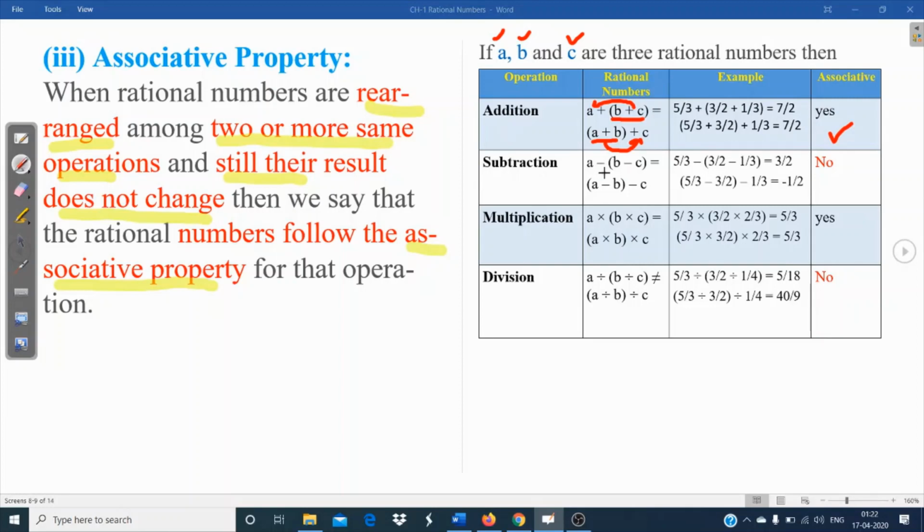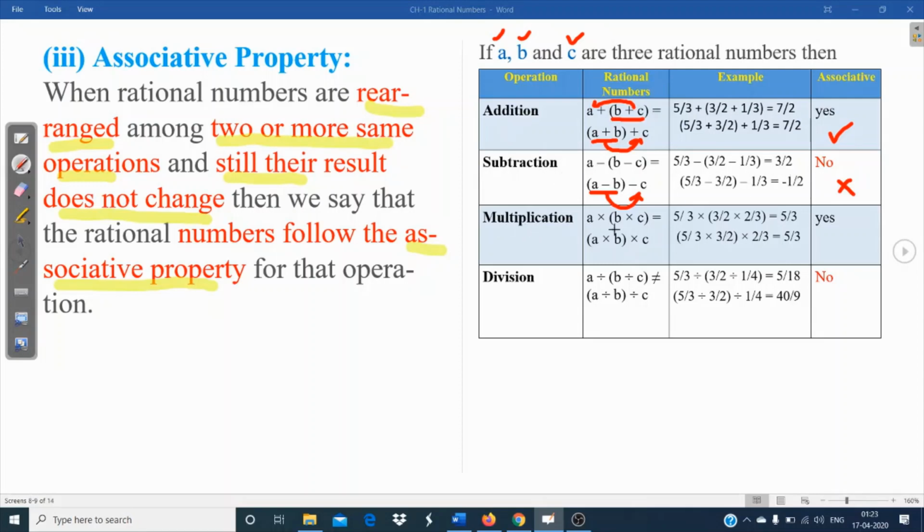Now in subtraction, first we make a group of b minus c. That result we are subtracting from a. In the next one, we first group a minus b. Whatever the result, from that result we subtract c. But in this case, the answer is not the same. So that's why we are saying associative property under subtraction is not closed.